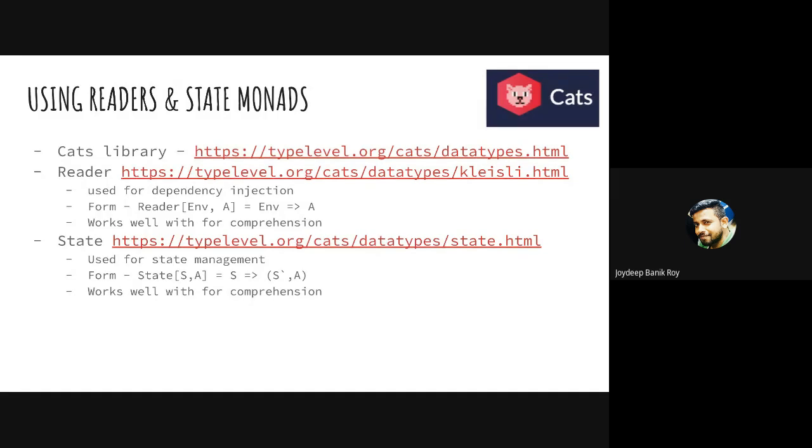Okay. So we're using this cats library, the data types within this cats library. One of the data types is Reader. One of the data types is State. Reader is used for dependency injection. State is used for state management. Why state management? It comes from the argument that there cannot be any mutation. It has to be immutable data structures. So how do you do mutation in a pure function? Use state management, use the State monad.